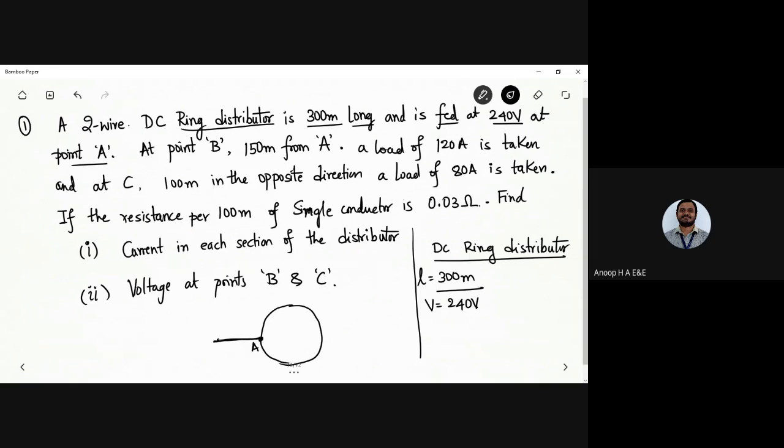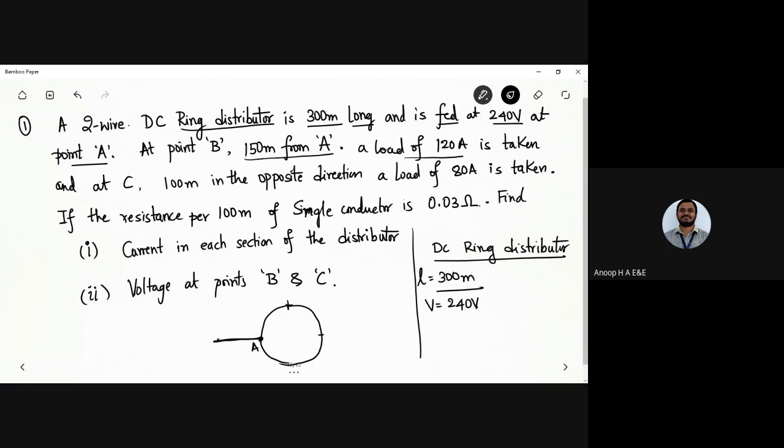At point B, 150 meter from A, a load of 120 amperes is taken. If I travel the entire circle, it is 300 meters if I come back to point A. So this is more or less 300 by 4, something like that. This is 150, and you'll be having somewhere here the other points which are to be taken.